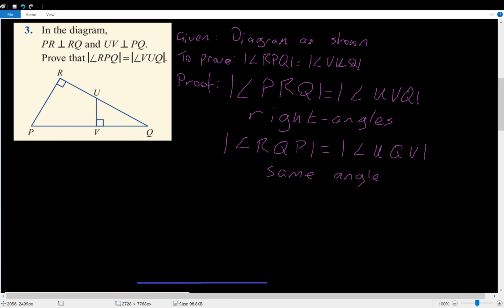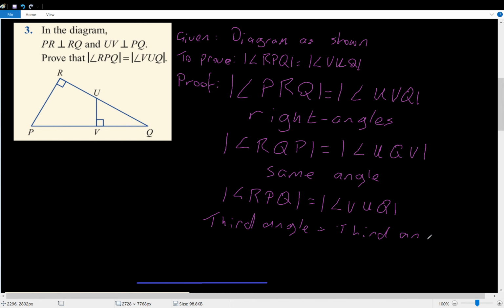So now what we've shown is within the two triangles that we're dealing with, two of the angles from each are equal to each other, which means that the third angle in each triangle must be equal. So we can now say that the angle RPQ is equal to the angle VUQ. And that is because third angle equals third angle. And that is that.